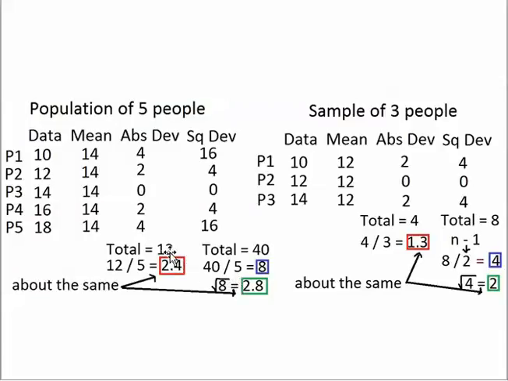In this example right here, we have data from a population of 5 people, and we've calculated the MAD, the variance, and the standard deviation of the 5 values. We can see that the MAD and the standard deviation came out to about the same number, and the variance, which is in the blue box, came out to a number quite a bit bigger than both the MAD and the standard deviation.